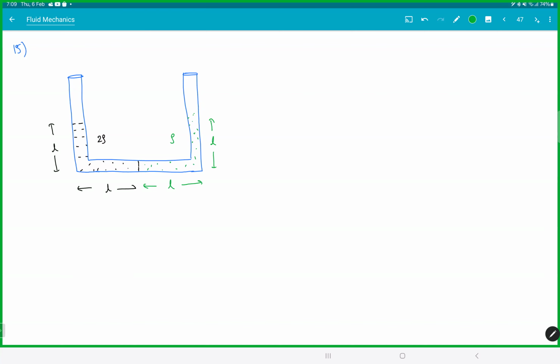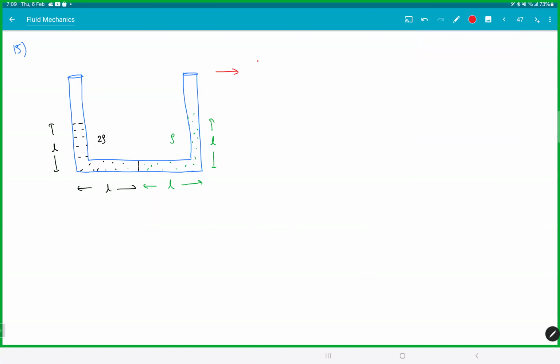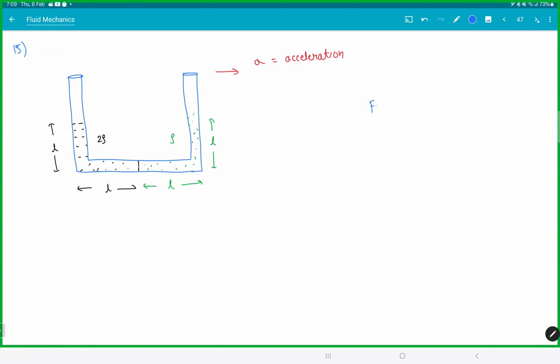Now, tell me one thing, is this possible? If you take a U shape like this, and if you put two different liquids, 2 rho and rho, do you think they'll balance equally? The 2 rho will dominate, right? But this is possible if you accelerate with a constant acceleration. So if you accelerate this container, it is possible to keep them equal. Find A. Find A if the liquid is at rest with respect to the container.